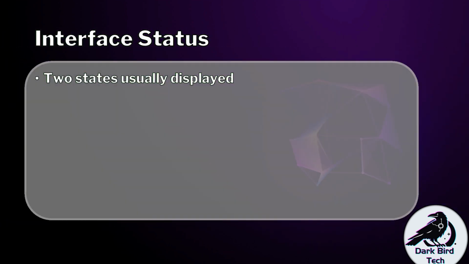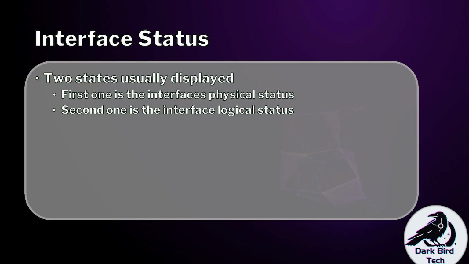Now, usually your interfaces will have two states displayed. The first one is usually the physical status of the interface, and the second one is usually its logical status. So in the case of a switch, it would be layer 2 details. And if we're talking about routers, it would probably be layer 2, layer 3. Now, it'll usually be indicated as an up-down pair of words.